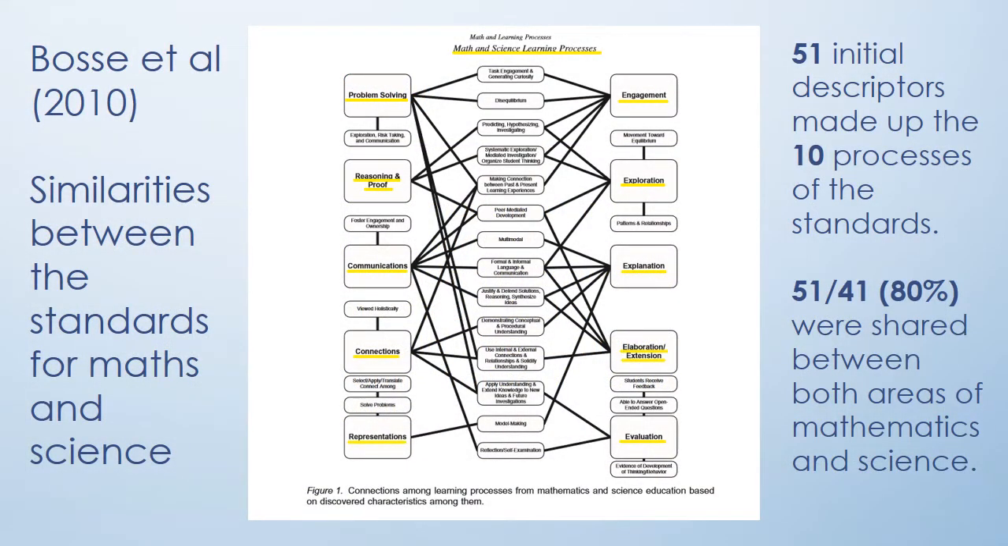Voss et al. carried out a study in order to determine the degree of the similarities between the standards for learning mathematics and science laid out in these documents and whether children learn mathematics and science through similar processes. The researchers identified that there were 51 initial descriptors that made up the 10 learning processes of the standards. Their findings showed that of these 51 descriptors, 41 of them were shared between both subject areas of mathematics and science.